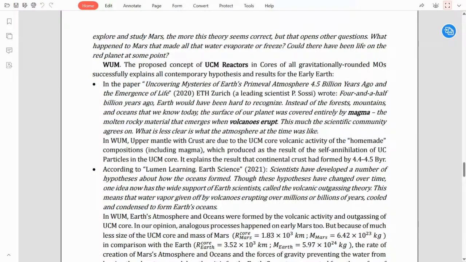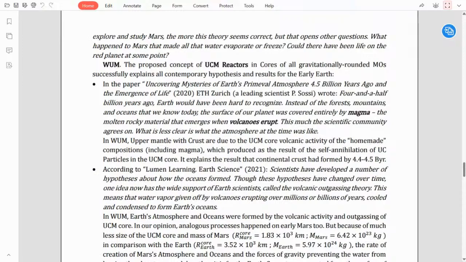4.5 billion years ago, Earth would have been hard to recognize. Instead of the forests, mountains, and oceans that we know today, the surface of our planet was covered entirely by magma, the molten rocky material that emerges when volcanoes erupt. This much the scientific community agrees on. What is less clear is what the atmosphere at the time was like.